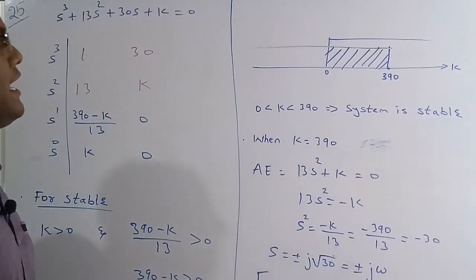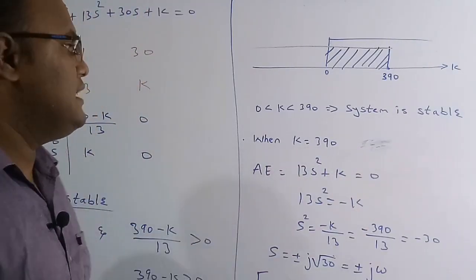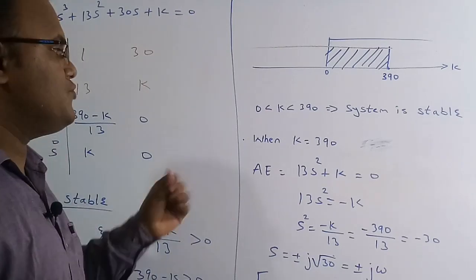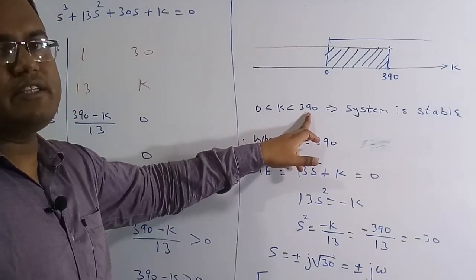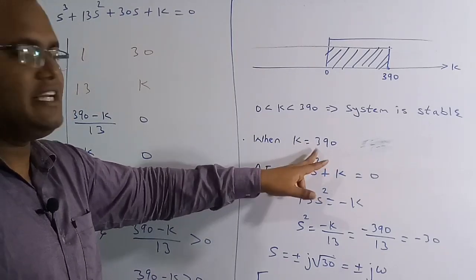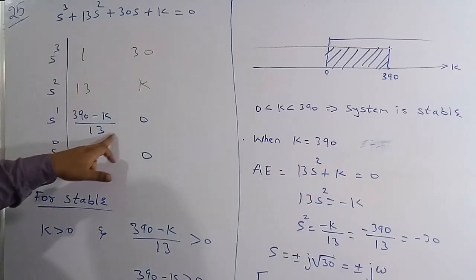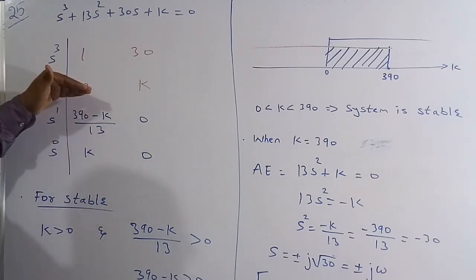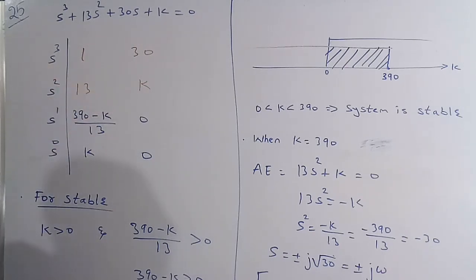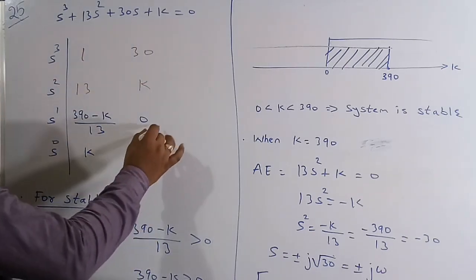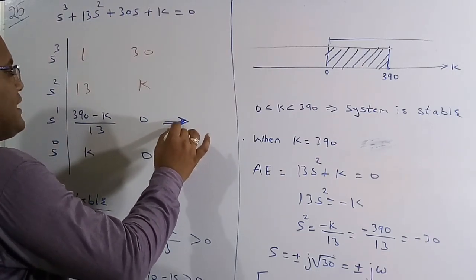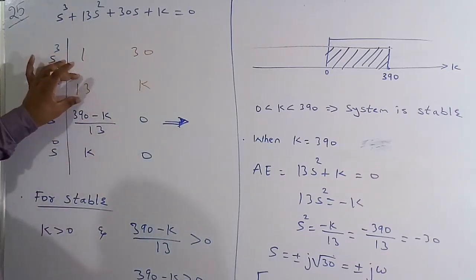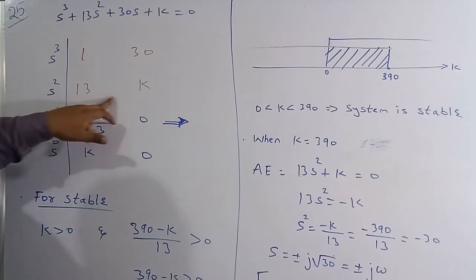So here suppose I want to know at what value of k the system is marginally stable, meaning the roots are going to lie on the j omega axis. I need to figure that out. Therefore here we always have to take the final value, so k is equal to 390. If you substitute k is equal to 390, this value will become 0. So whenever a complete row is 0, the row above it gives the auxiliary equation. So we have to write the auxiliary equation for that row.